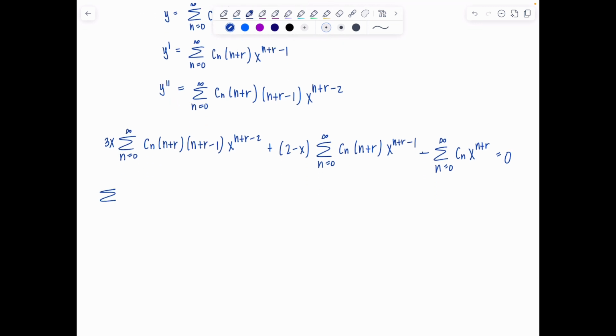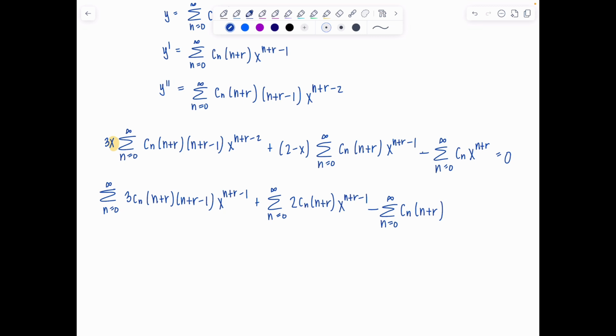So this is the sum n equals 0 to infinity 3cn n plus r minus 1 x to the n plus r minus 1, right? Because I just brought inside x to the first. Plus the sum n equals 0 to infinity 2cn n plus r x to the n plus r minus 1 minus the sum n equals 0 to infinity cn n plus r x to the n plus r. And this last guy doesn't change, right? Minus the sum. It's squished, but I really don't want to bust out a second line. So here I go. Okay, good.